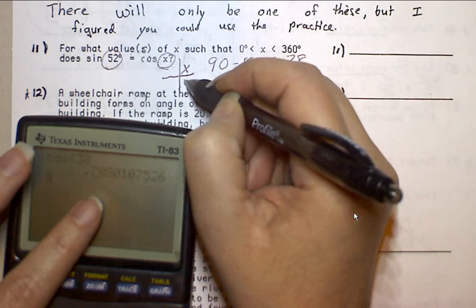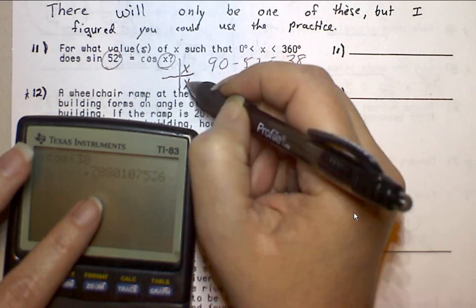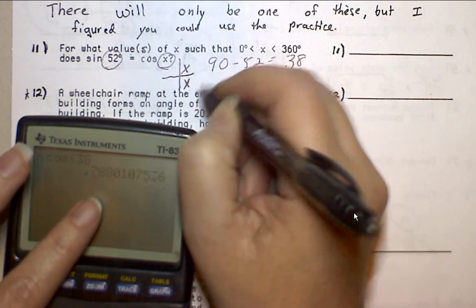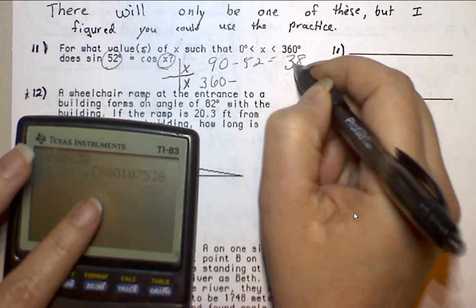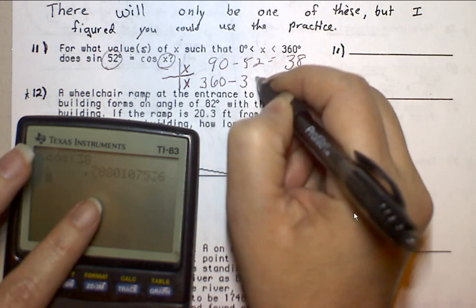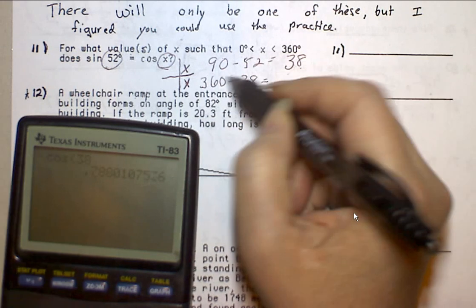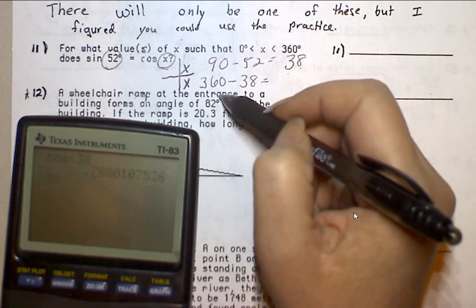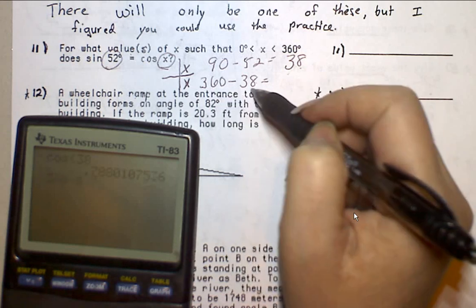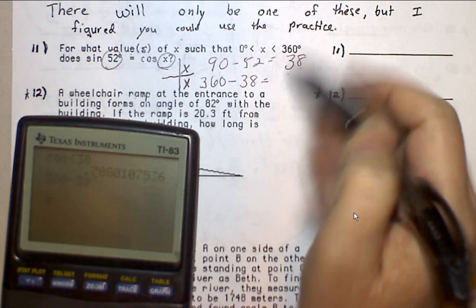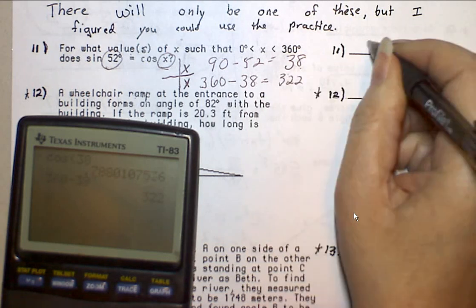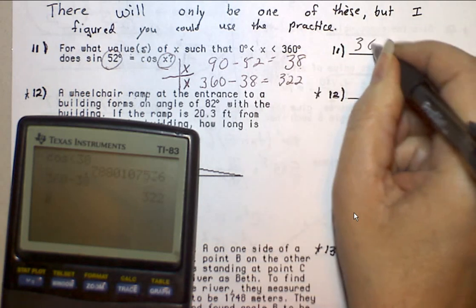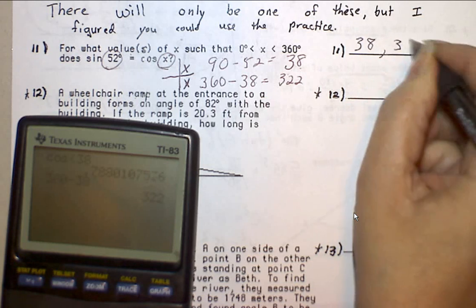The other one is right here. So how do I find the angle here? Yes, it's 360 minus my answer, so 360 minus my 38, and I get 322. So my two angles are 38 and 322.